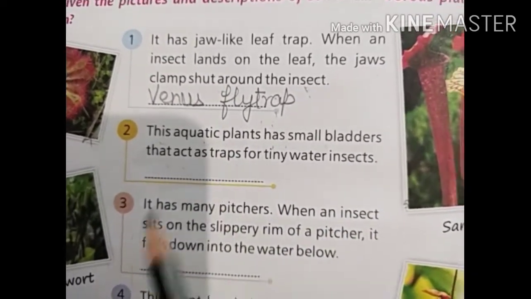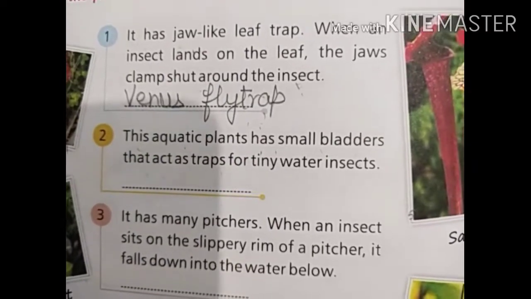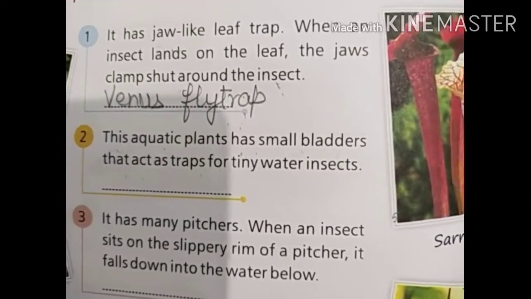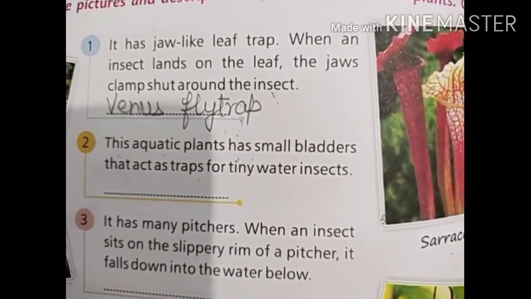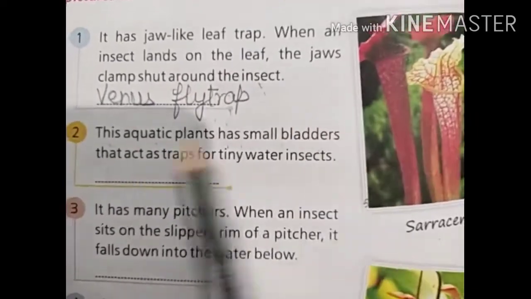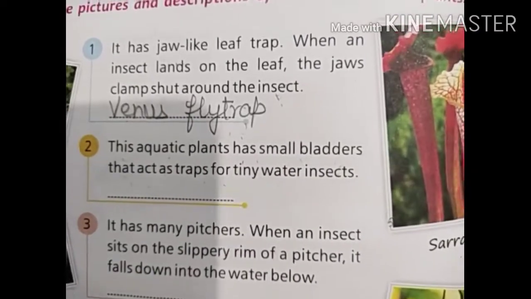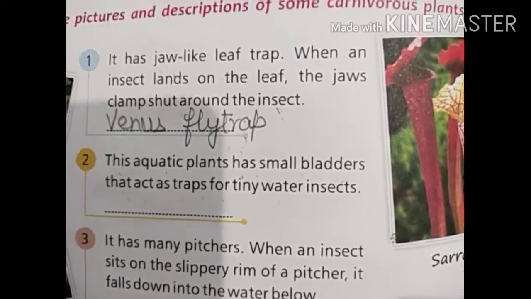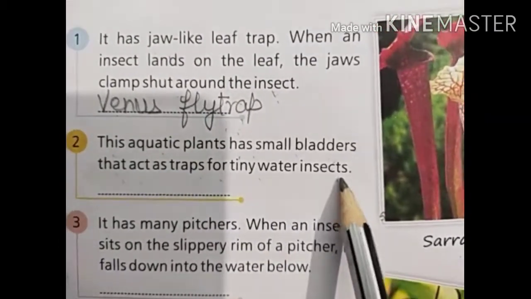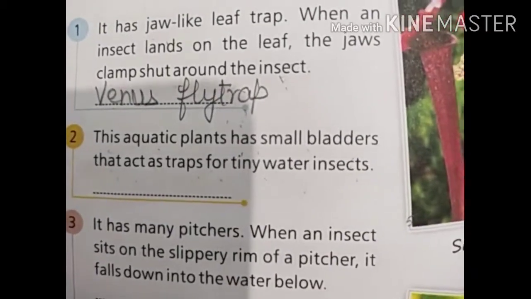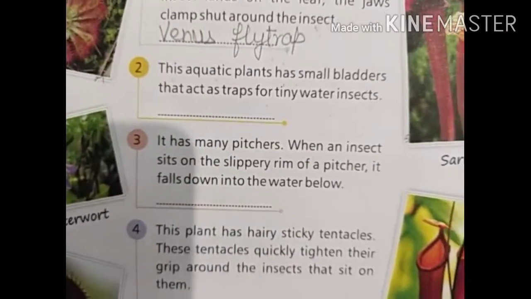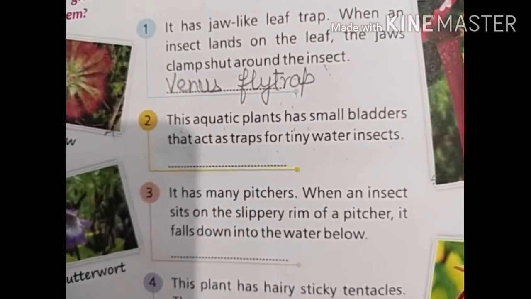Okay, so this is an aquatic plant, which means these plants are found inside the water or near the water, and they have small bladders. Bladders are empty pouches that act as traps. They look like and behave like a trap for tiny water insects. They trap the smaller water insects because the plant is also an aquatic plant. So the answer is the bladderwort.